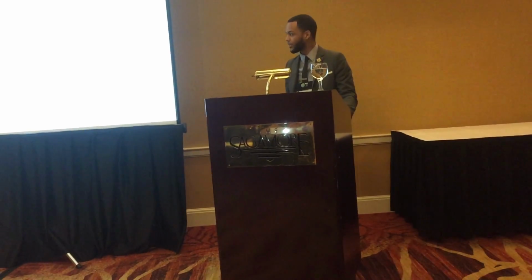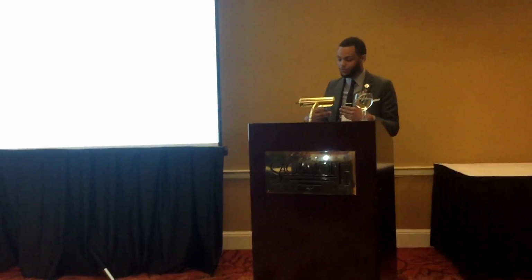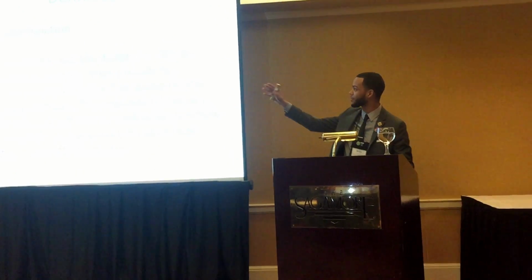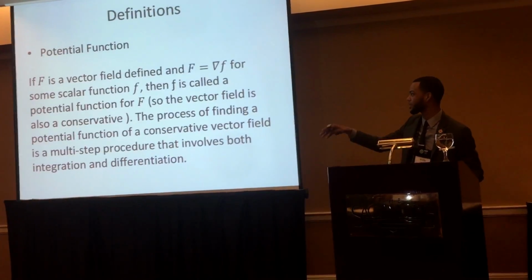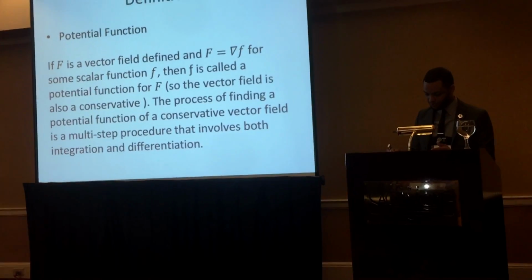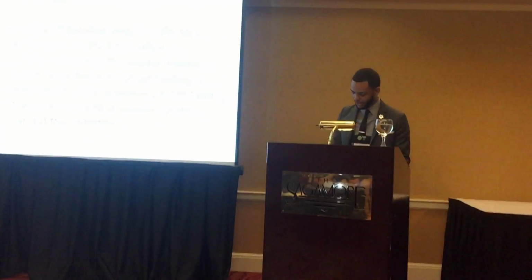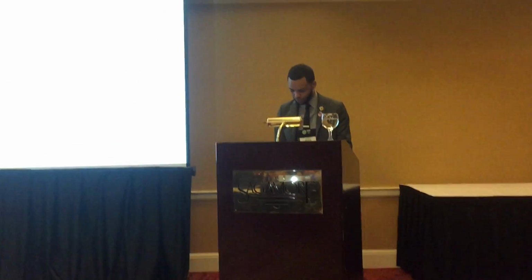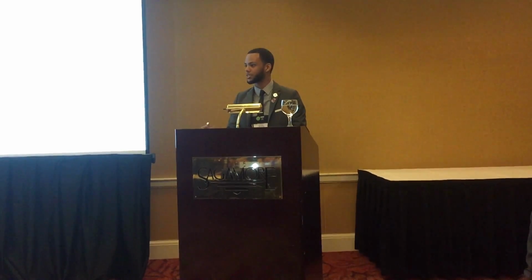Now, number 3 and finally, the potential function. What is a potential function? It's a vector field F defined by F equal to the gradient of small f for some scalar function small f. Then small f is called a potential function for F, so the vector field has a potential and is also conservative. Now, I will give the floor to my colleague Madieng Diao. He's going to explain the math and the procedure for finding the potential function using partial differentiations. Thank you.